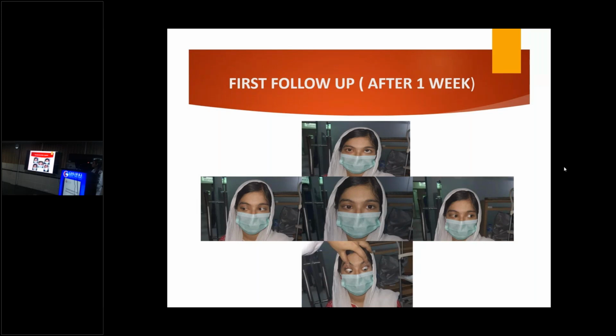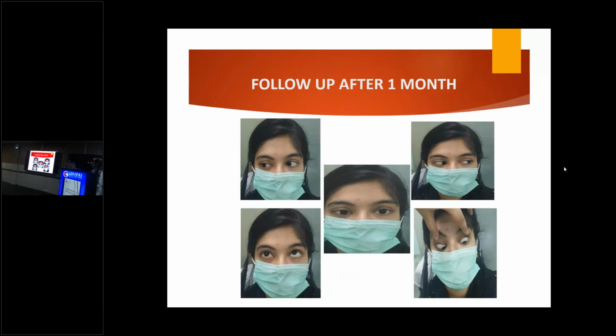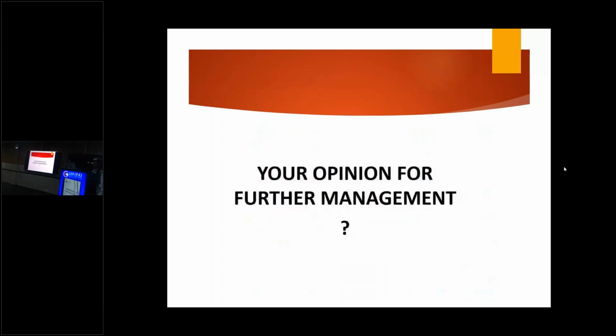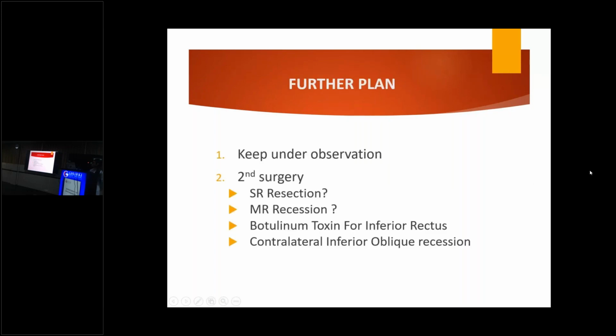this is the follow-up of the patient after 1 month. Slight hypertropia in the left eye is still being noticed. That's all from my side. I would like to ask our worthy seniors from the audience if they would want to add what should be the further management of this patient. Either there should be any second surgery, superior rectus resection, MR recession, contralateral inferior oblique recession, or botulinum toxin for inferior rectus.